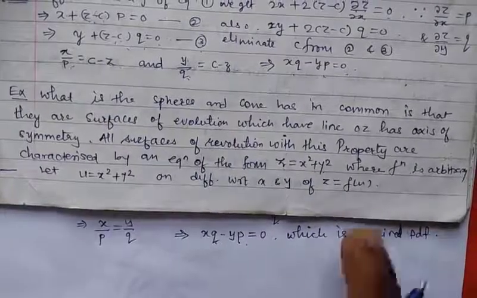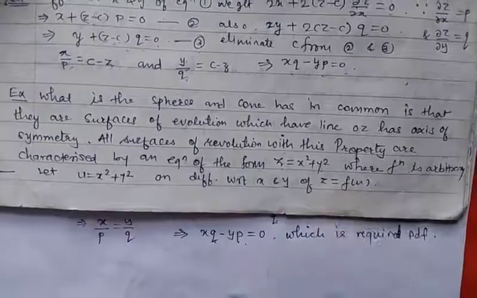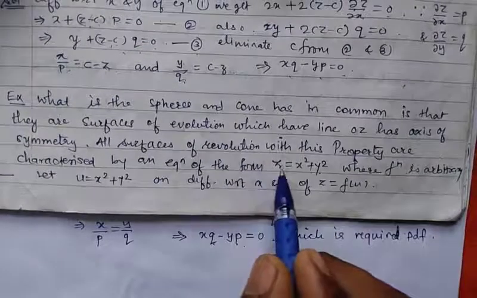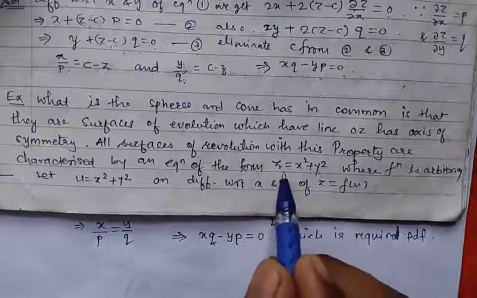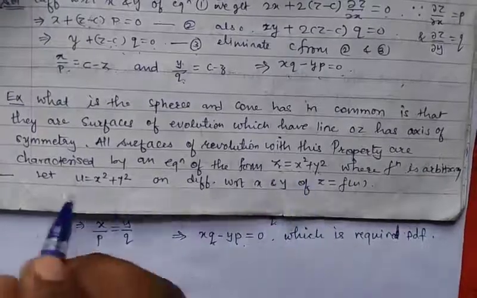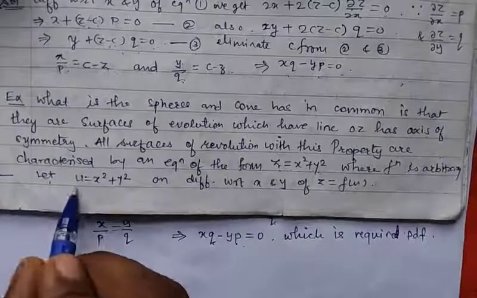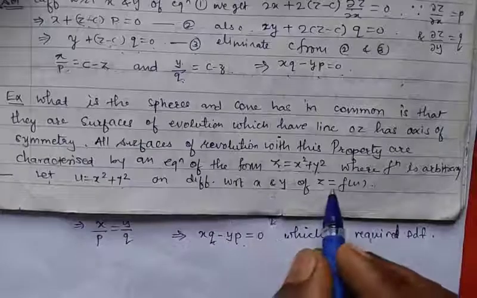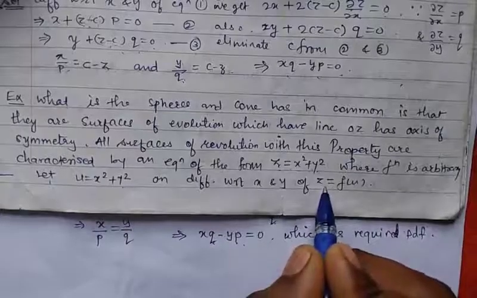Okay. Now here we will consider what we have been given, z is equal to f of (x square plus y square). Z is a function of x and y, right? Now I will take u is equal to x square plus y square, and here our z is a function of u.